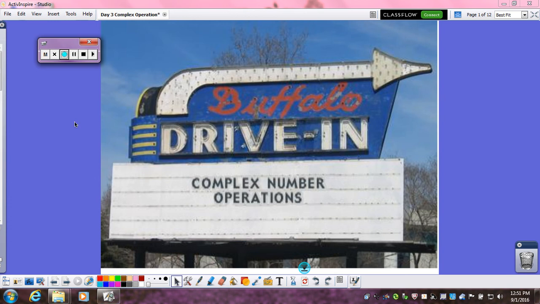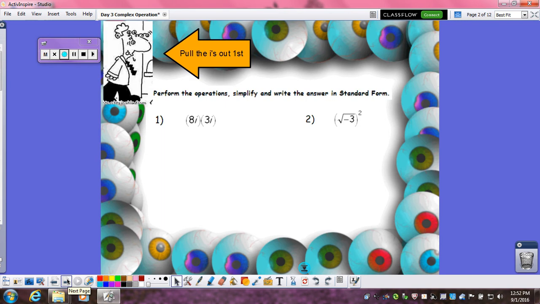Today we're going to take a look at complex numbers dealing with different operations. So we are to perform the operation, simplify, and write the answer in standard form. And if we remember from last class, standard form is a plus bi form. So the first one, we have multiplication.